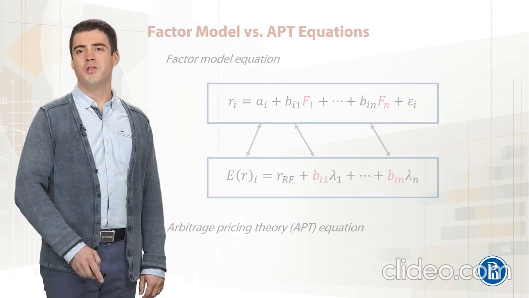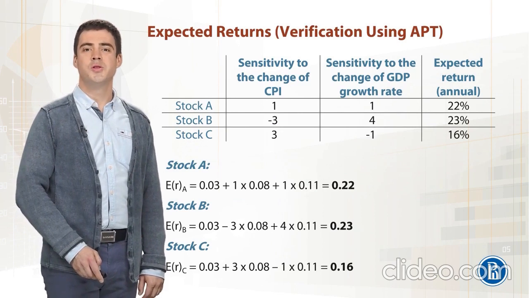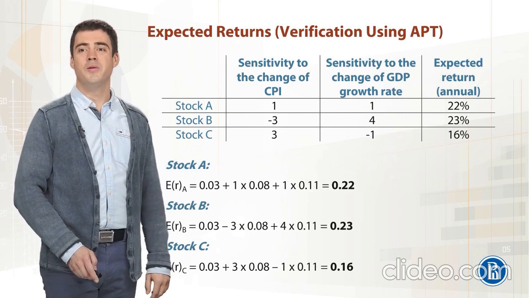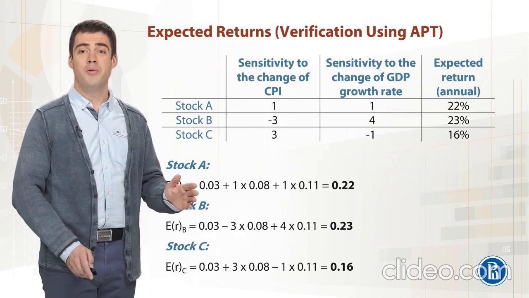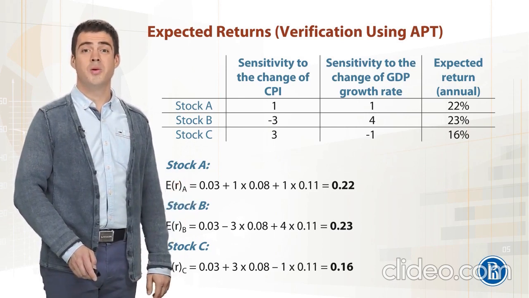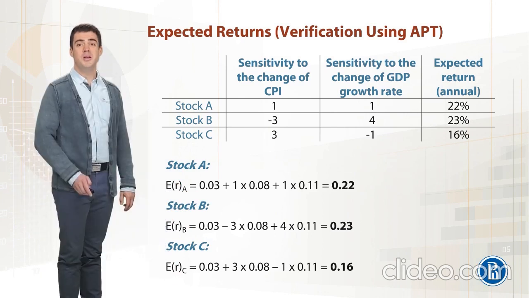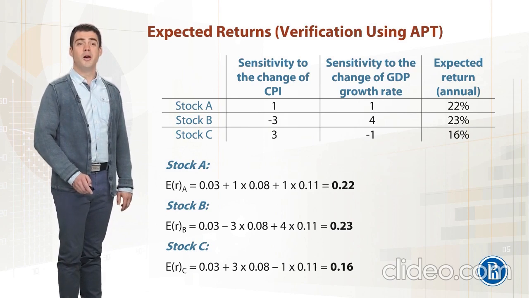We can use the APT formula to test the expected returns of stocks A, B, and C in the previously considered example. As we can see, in all cases they make a perfect match, and that's not surprising because the equation for APT in our model was produced based on the returns of stocks A, B, and C.